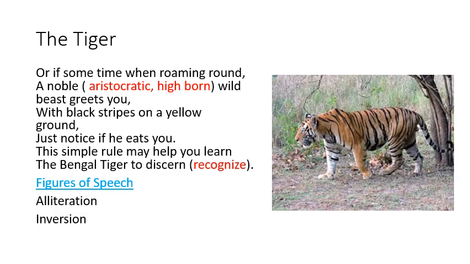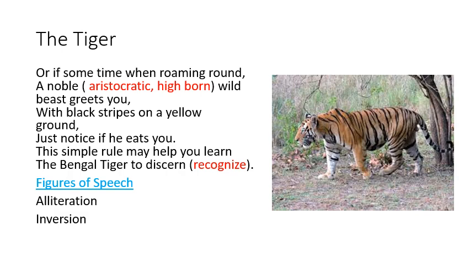So coming to the next stanza: if sometime when roaming around, a noble wild beast greets you with black strips on a yellow ground, just notice if he eats you. This simple rule may help you learn the Bengal tiger to discern. So in this stanza, she talks about the Bengal tiger.